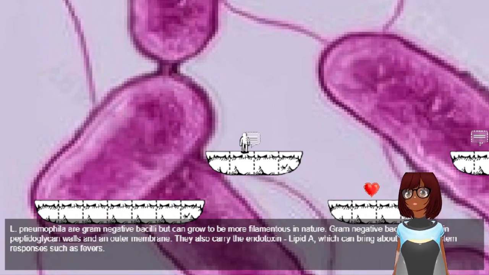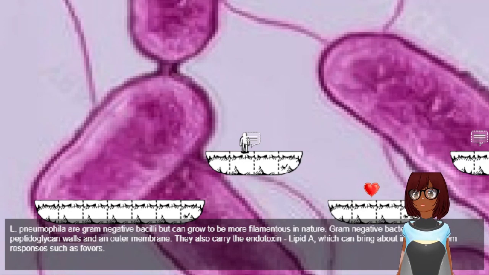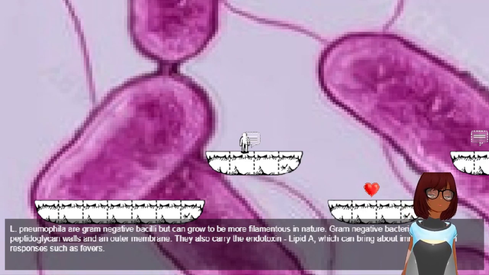Legionella pneumophila are gram-negative bacilli but can grow to be more filamentous in nature. Gram-negative bacteria have thin peptidoglycan walls and an outer membrane. They also carry the endotoxin lipid A, which can bring about immune system responses such as fevers.